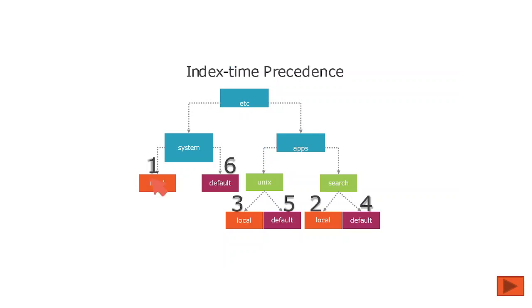So this is how it looks like. In the previous slide, I made a little bit of a mistake. So this is how the configuration looks like. The first will be system local, that is the mother of all the repositories, and system default will be the last configuration. Since we are talking about the alphabetical and lexicographical character, search local will be taking second precedence. Unix local will be taking third precedence. Then we will have search default, then we will have Unix default, and then we have system default. Okay.